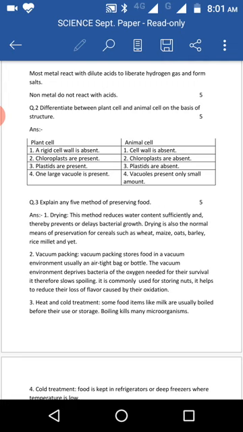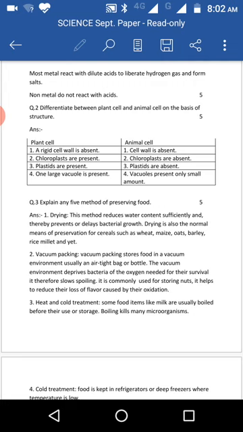Chloroplasts are present in plant cells, chloroplasts are absent in animal cells. Plastids are present in plant cells, and plastids are absent in animal cells. One large vacuole is present in a plant cell, whereas vacuoles are present only in small amounts in the animal cell. Next question is, explain any five methods of preserving food.